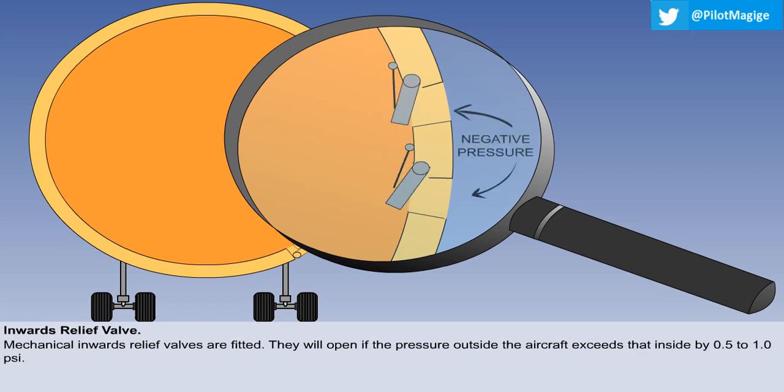The inwards and outwards safety valves may be combined together in one unit, or may be completely separate components. They are positioned above the aircraft flotation line, so that in the event of a landing on water, they will not allow the water to flow into the aircraft.